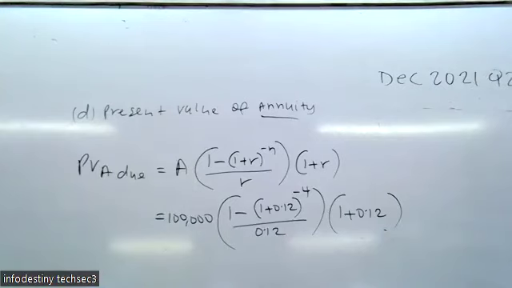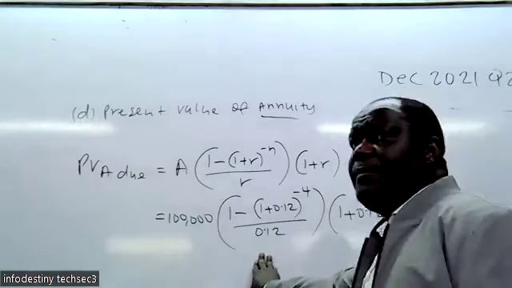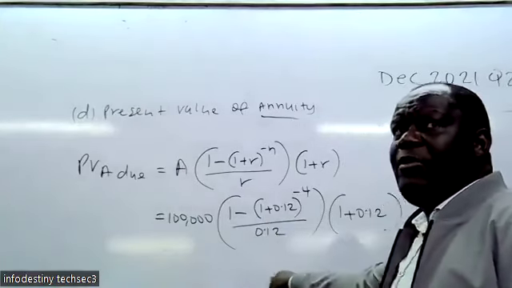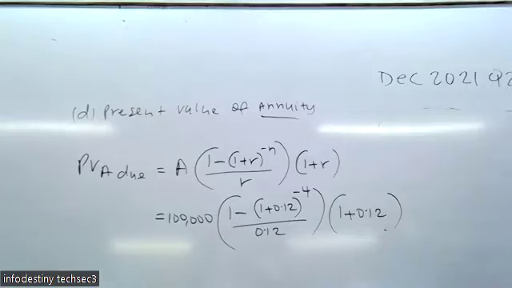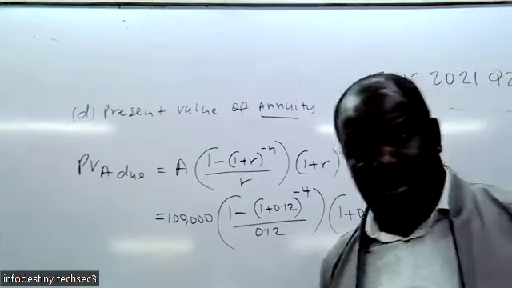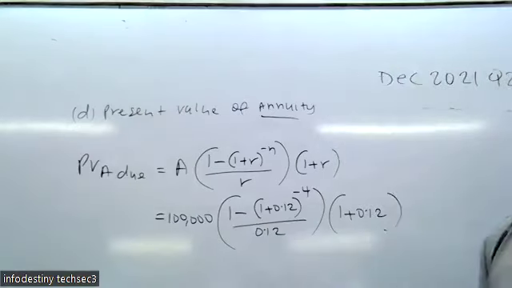So remember, if you are using the table, this figure will be the same from the table, but you will now also multiply by 1 plus r. So the figure you get from the table, you also multiply by 1 plus r, which is the same figure that we have. So that is how we shall be using the table when the cash flows are annuity due.